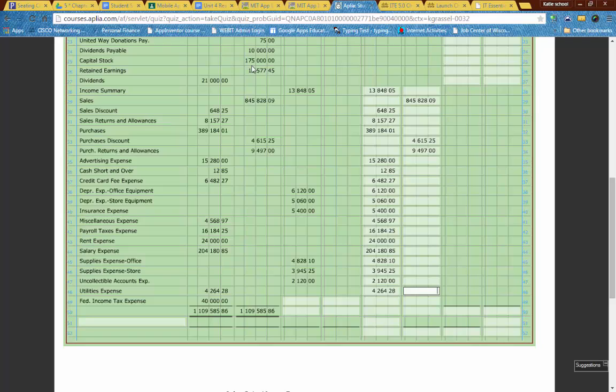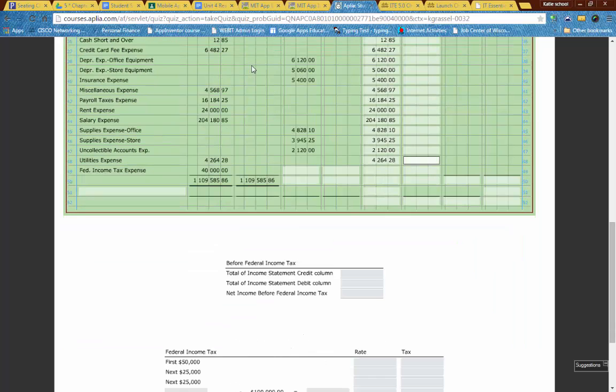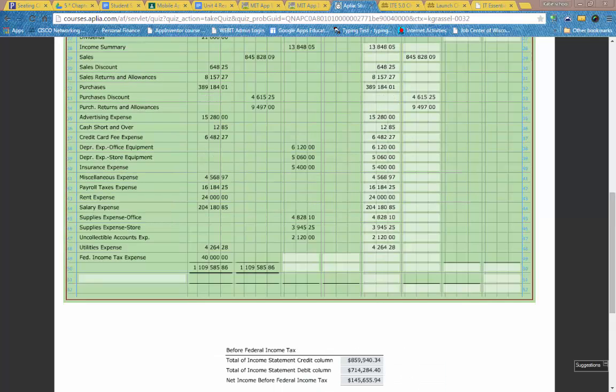What I need you to do right now is take a little bit of time, use your calculator, and add up the income statement debit and credit column, but I don't want you to put it on the worksheet. I want you to put it in this spot right here, okay? So don't put it here, put it down here, because we need to calculate our federal income tax. Credit column total.